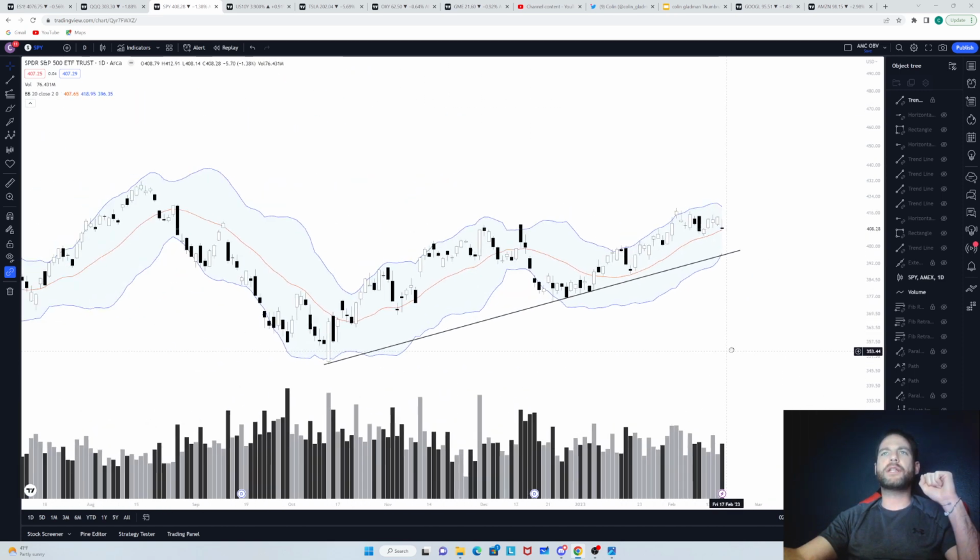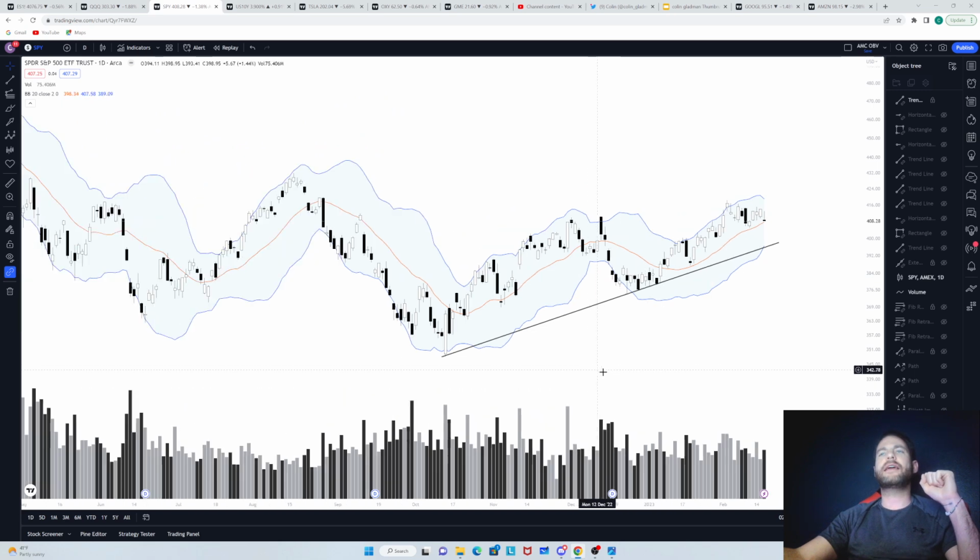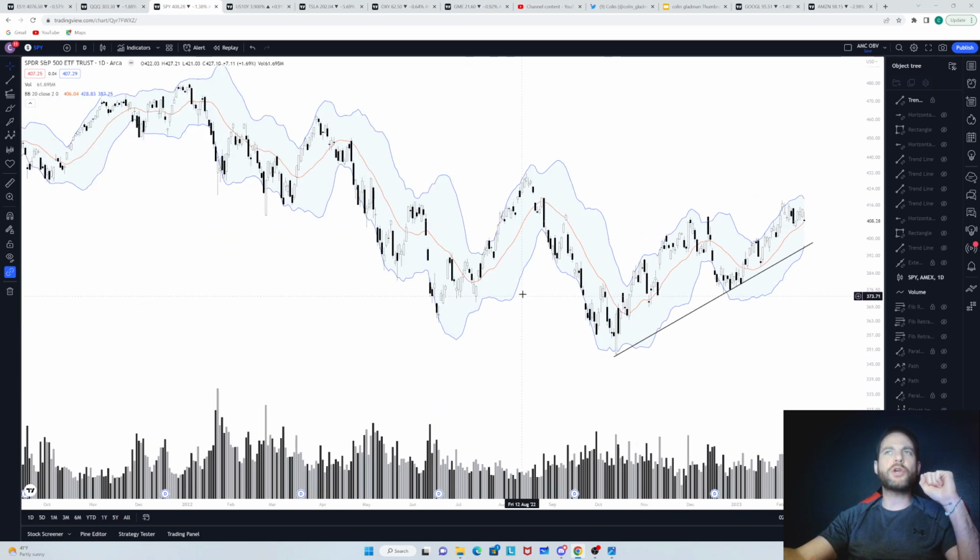Anytime you have the Bollinger Bands tightening, that's going to be a low volume period, and low volume tightening Bollinger Bands usually leads to a lot of volatility afterwards.